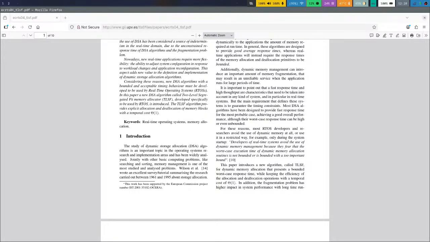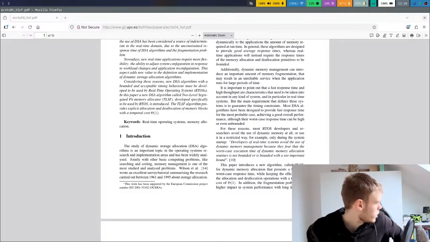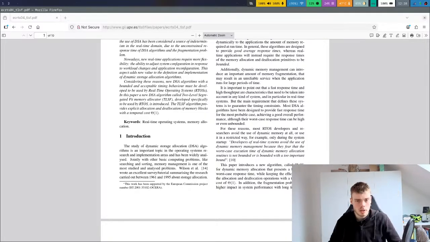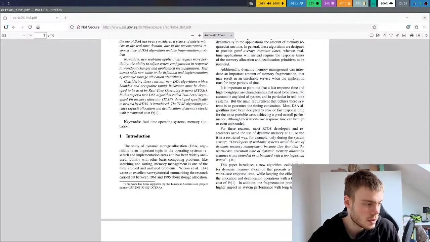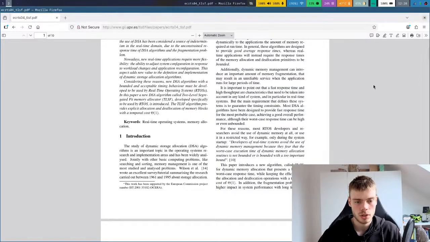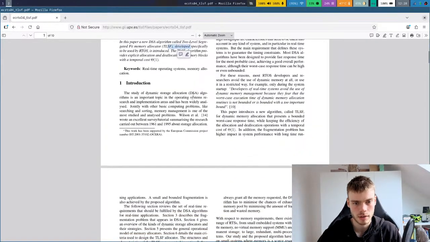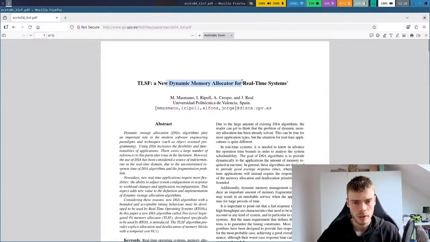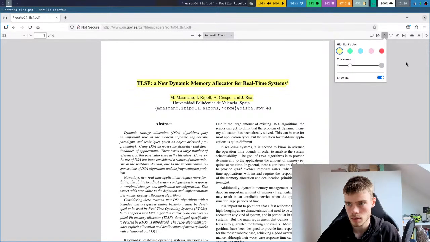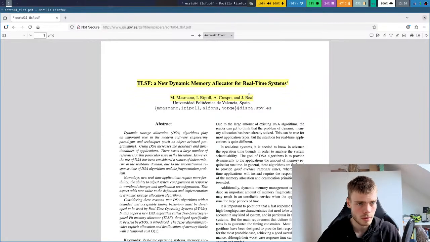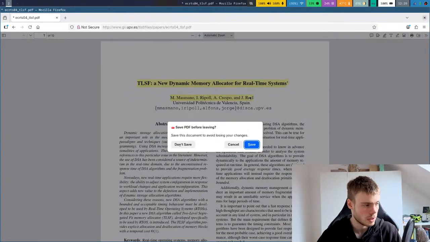Okay, so let's do some reading on the topic of a two-stage, two-level segregated fit memory allocator. Paper from these guys from space.